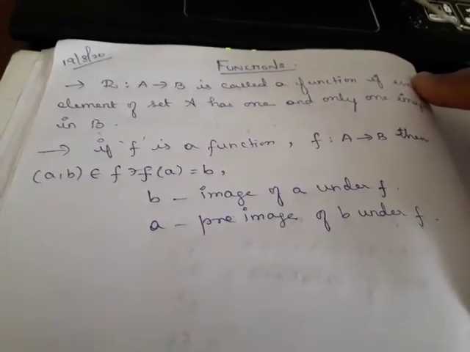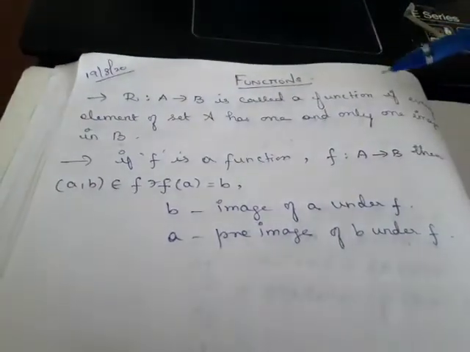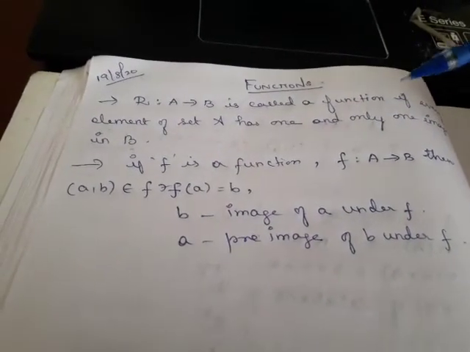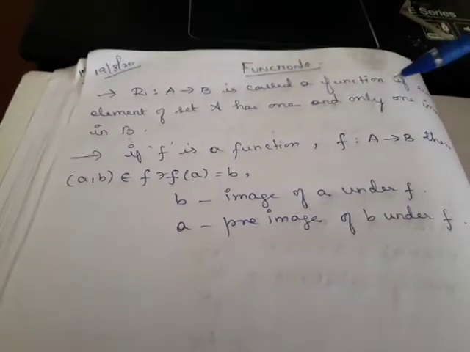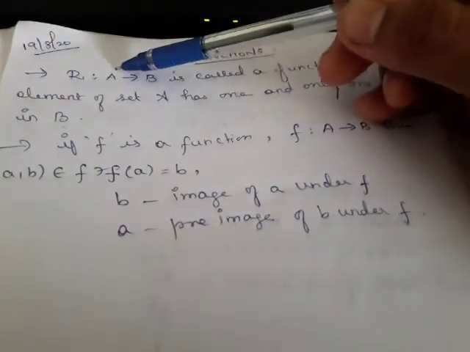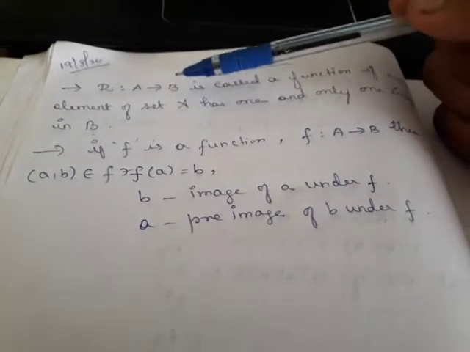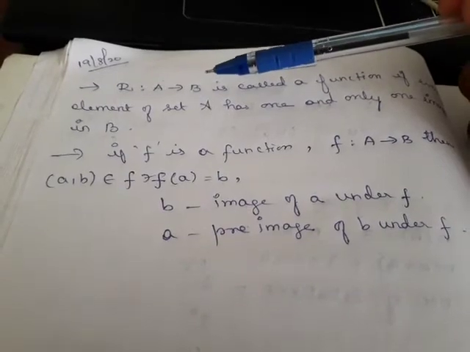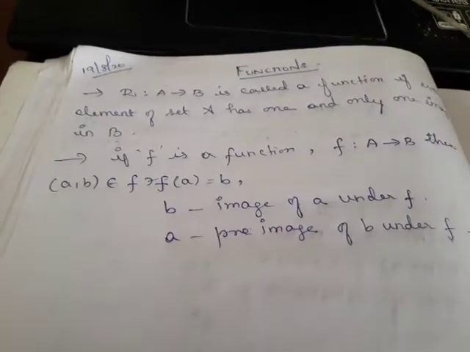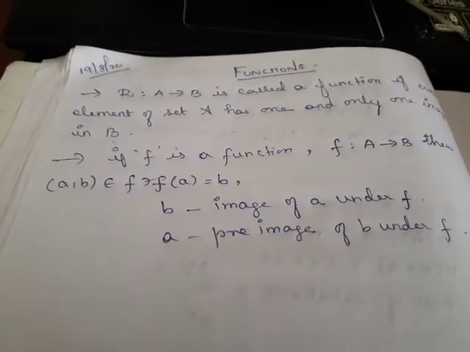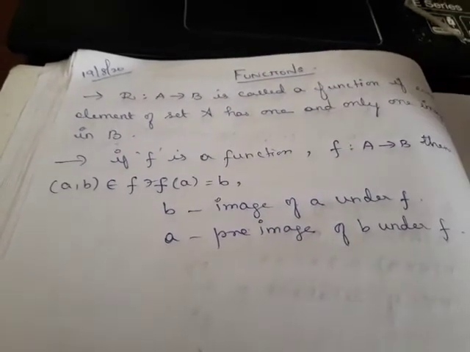So in today's class we are going to learn about functions. What is meant by a function? A relation is called a function. So we are defining a function from a relation. First of all, it should be a relation. A relation is called a function if every element of set A has one and only one image in B. We have seen a few examples in the concept of relation where one element of A can have many images in B. Those relations are not a function.